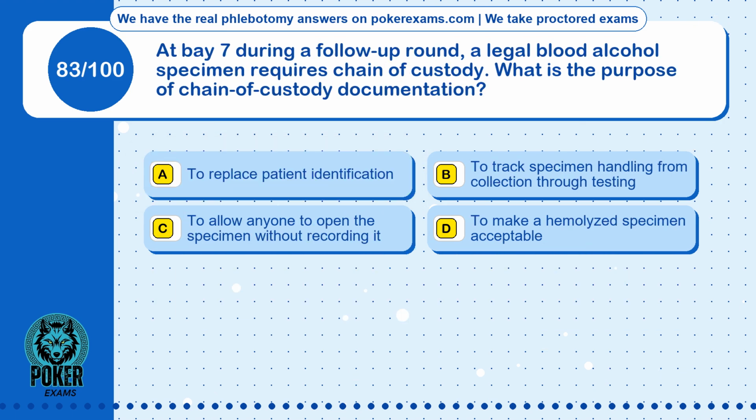Question 83. At Bay 7 during a follow-up round, a legal blood alcohol specimen requires chain of custody. What is the purpose of chain of custody documentation? Option A. To replace patient identification. Option B. To track specimen handling from collection through testing. Option C. To allow anyone to open the specimen without recording it. Option D. To make a hemolyzed specimen acceptable.